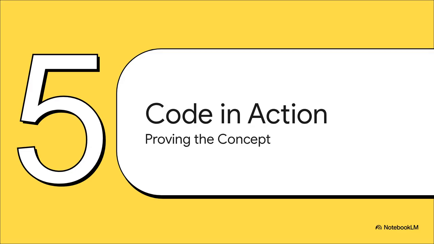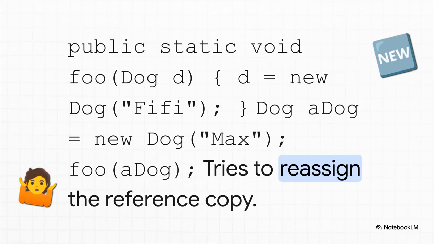But hey, talk is cheap, right? Let's prove it. We're going to walk through 2 super simple code examples from a great Stack Overflow post that will make this crystal clear. Okay, scenario 1. We start by creating a dog object, and we'll name him Max. So we have our aDog variable, our original remote control, pointing to Max. Then we call the foo method and pass that remote in.